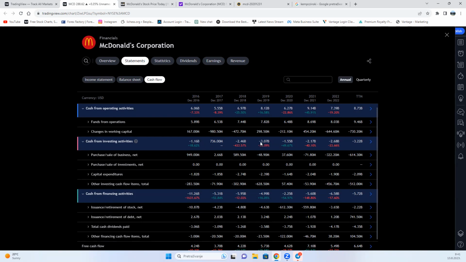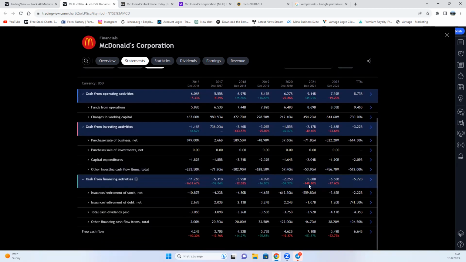So you can see in the history, it is okay. Cash flow from investing activities, you can see the trend. It's mostly negative. It looks fine. Now, the thing I'm really concerned about with McDonald's is the following: cash flow from financing activities. Cash flow from financing activities tells you how much money McDonald's spent on financing its activities.